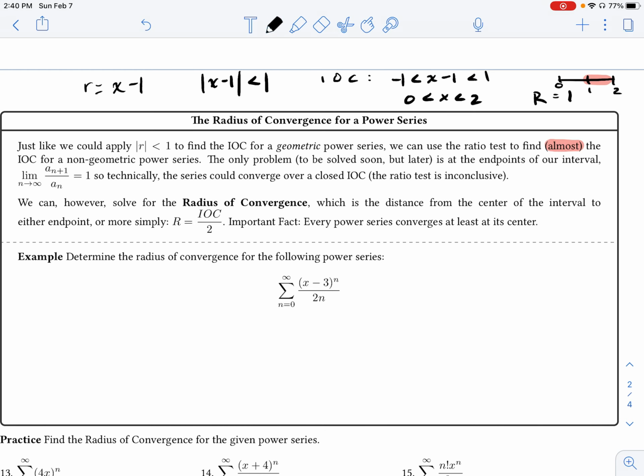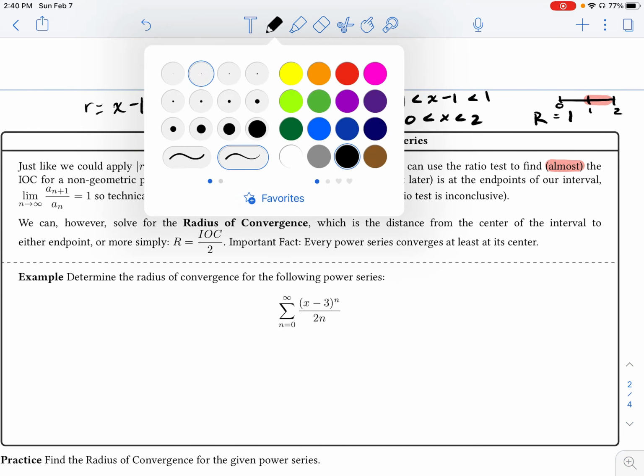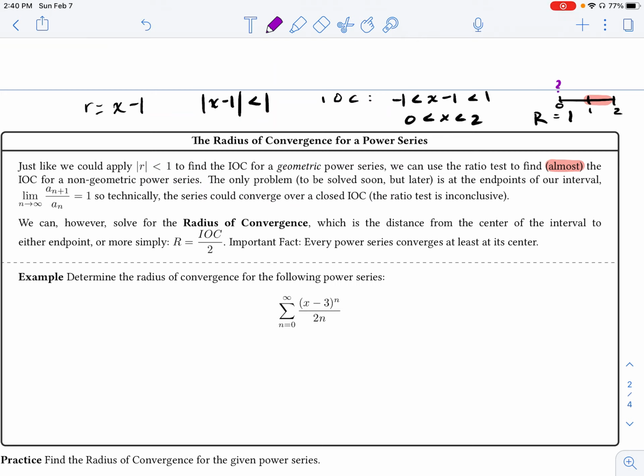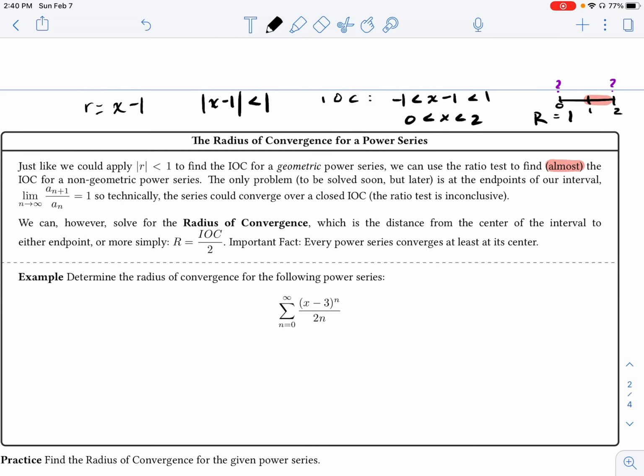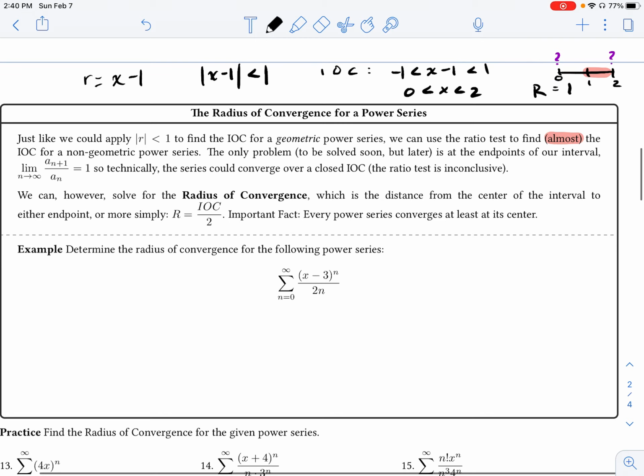Now again, we don't have all the tests to be able to state definitively what's happening at 0, whether or not it's convergent at 0 or convergent at 2, but we will soon enough. All I care about in this lesson is making sure that we understand that the radius of convergence is simply half of the entire distance of our interval of convergence. Okay, so it's the distance from the center to the endpoint. So let's try an example.